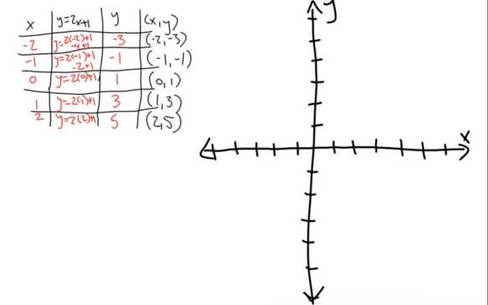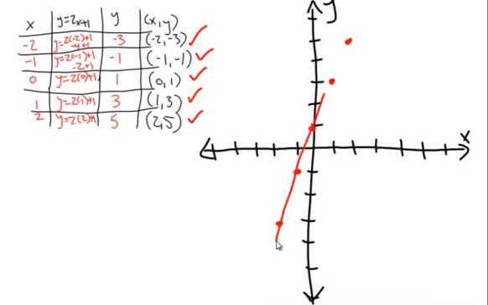Okay. So -2, -3 right there. There's my first point. -1, -1. There's my second point. 0, 1. There's my third point. 1, 3. There's my fourth point. And 2, 5. There is my fifth point. And look at this nice line.